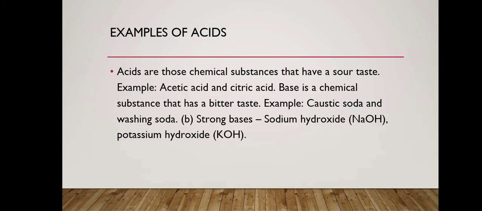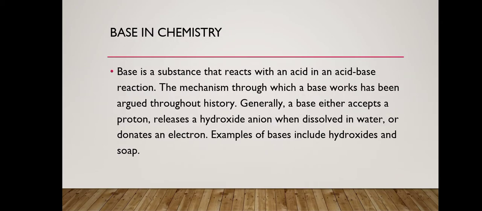Examples of acids are those chemical substances that have a sour taste. Example: acetic acid and citric acid. A base is a chemical substance that has a bitter taste. Example: caustic soda and washing soda. Strong bases: sodium hydroxide and potassium hydroxide.